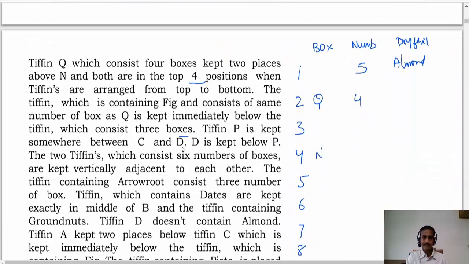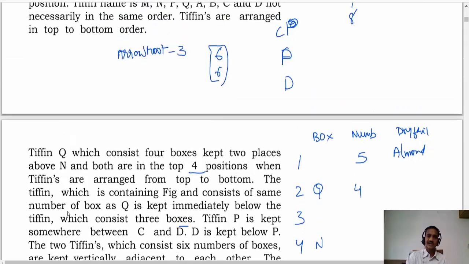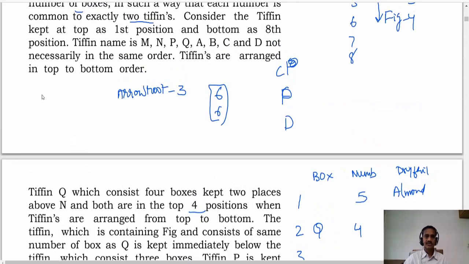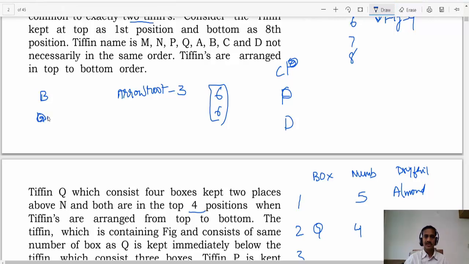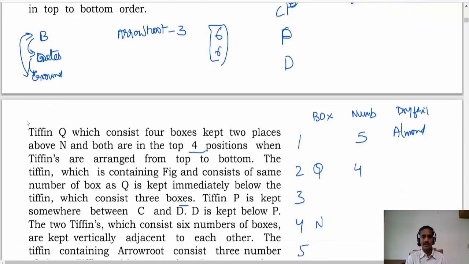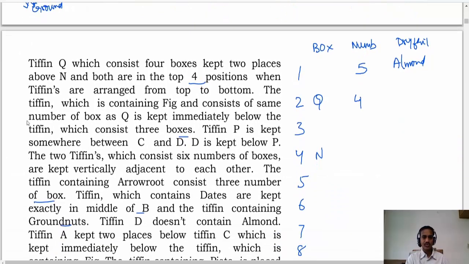Next one, the tiffin which contains dates is kept exactly between B and groundnut. Dates is exactly between B and groundnut. What should be between B and groundnut? Exactly between, he said. And between B and groundnut, dates should be. Now the distance between these two is the same as the distance between these. These two can be in any order: B above and groundnut below, or groundnut above and B below, and exactly between these two.